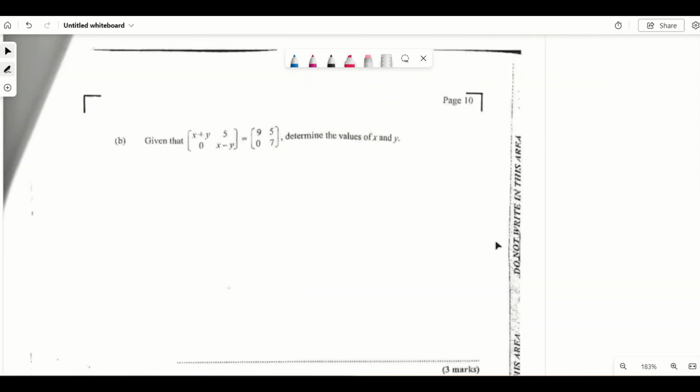The next one is, given that x plus y is 9, and x minus y is equal to 7. So this means that this here is equal to 9. We're looking at the positions, and this here is equal to 7. So you're going to write it, x plus y is equal to 9, and then x minus y is equal to 7.